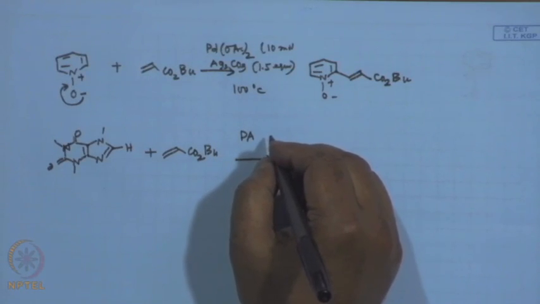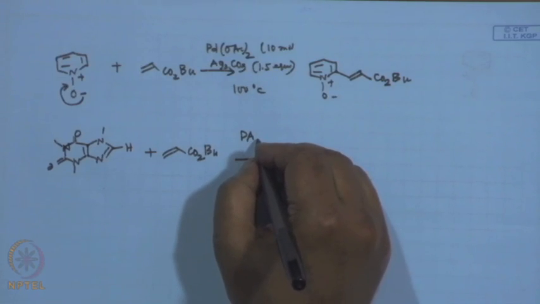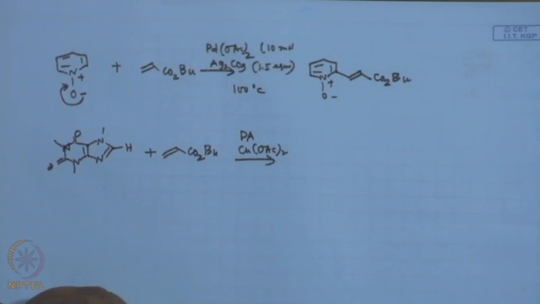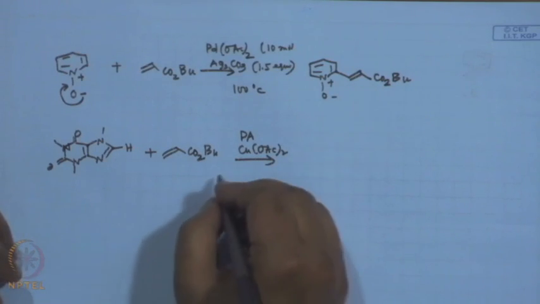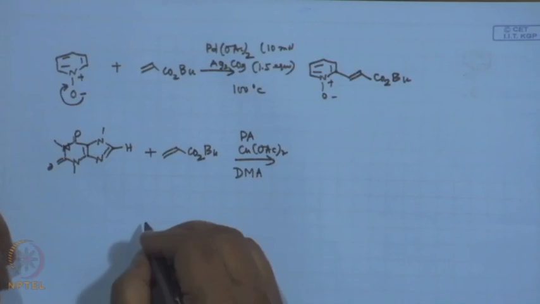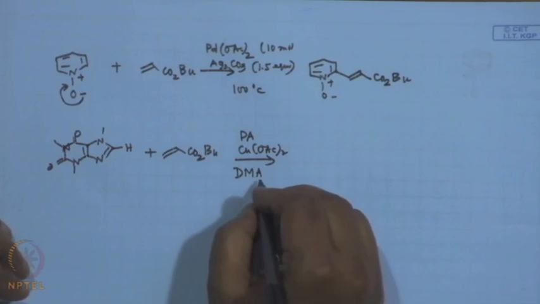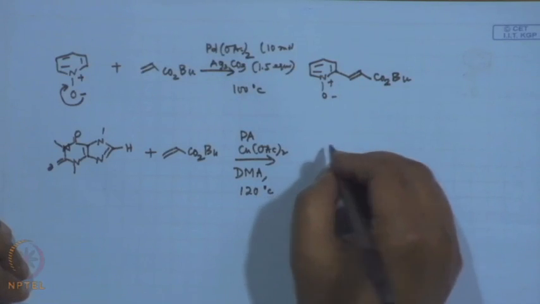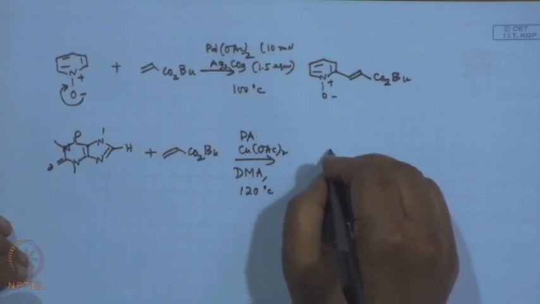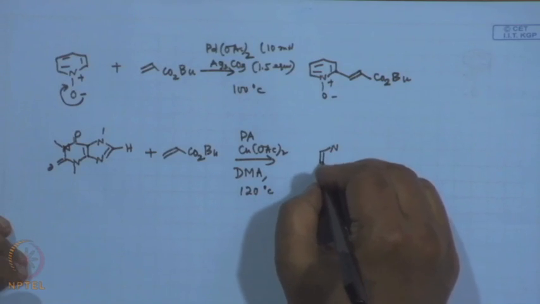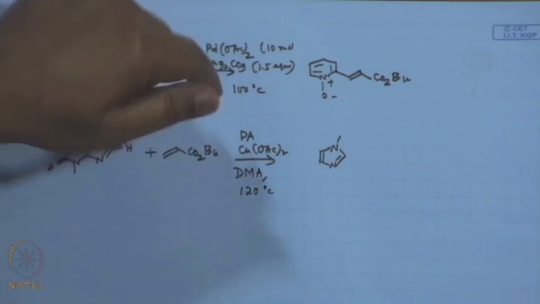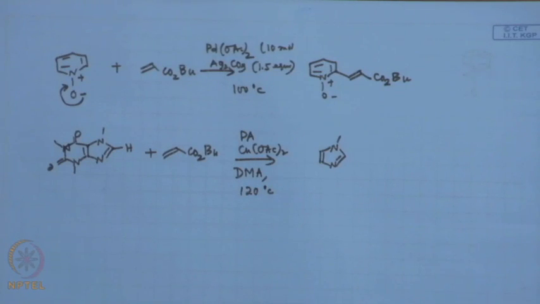Then what else? The new oxidant here is cupric acid, and the solvent is a little different, DMA, N,N-dimethyl acetamide, a little higher boiling, so the temperature can be raised to 120. Now all of us can write the product. In this case the oxidant is cupric acid, that is all.